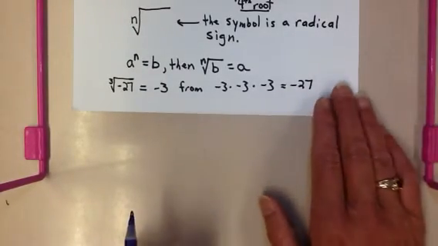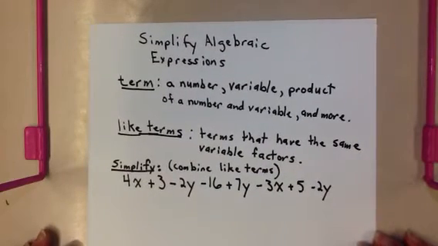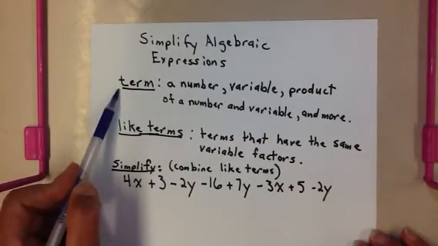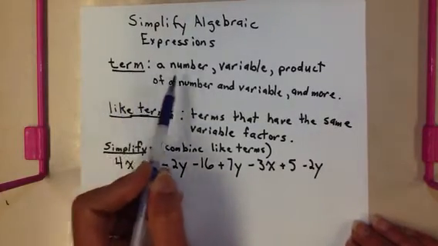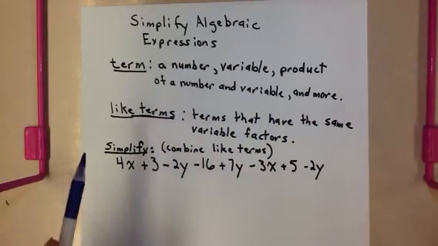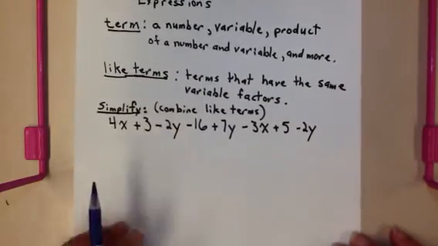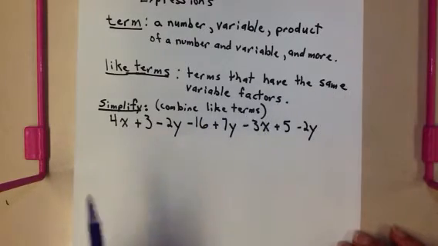Now, let's look at something else today. We're going to simplify algebraic expressions. Okay, so the 2 things we need to know for this is the meaning of a term and how to find like terms. So a term is a number, variable, product of a number and variable, and there's more. It depends on how complicated your algebraic expression gets. All right, so what's a like term? Well, terms that have the same variable factors.